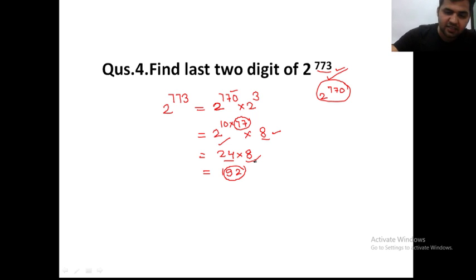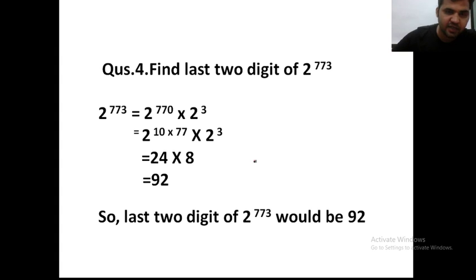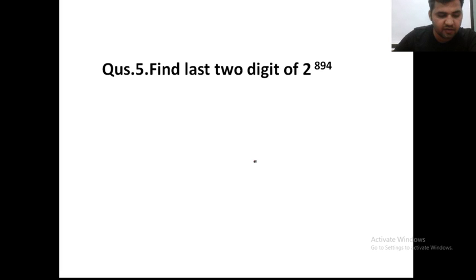So moving to the next concept, if you have doubts, please comment. This is the explanation that you can go through also. All right. Question number 5. Find the last two digits of 2 raised to power 894. What will be the last two digits of 2 raised to power 894? Do this. What will be the answer of this question?